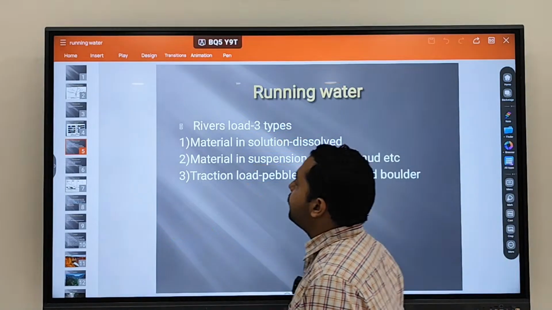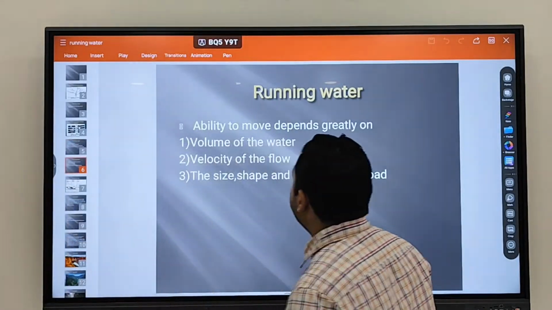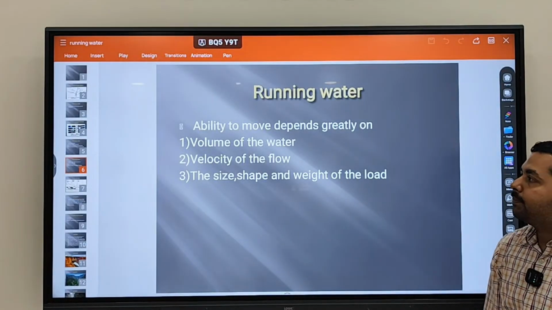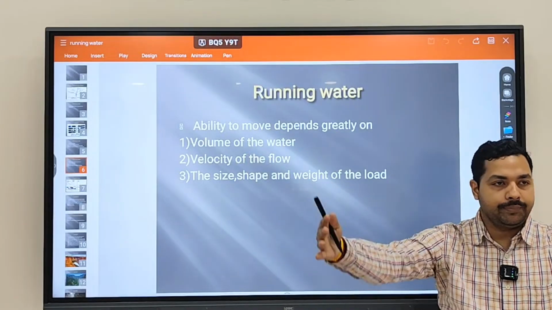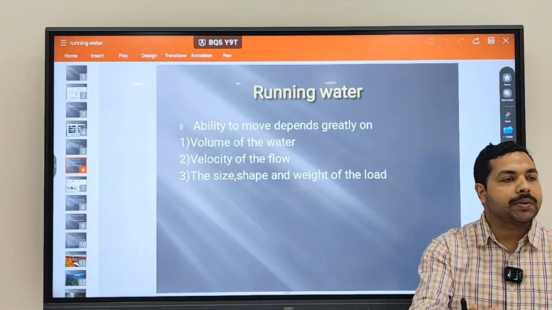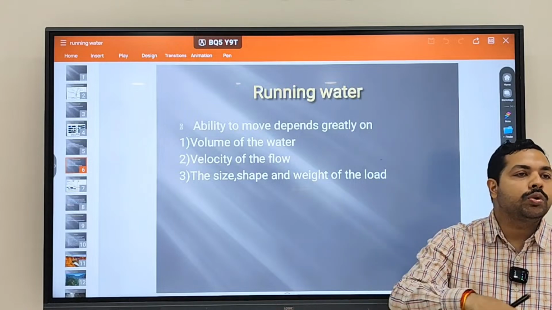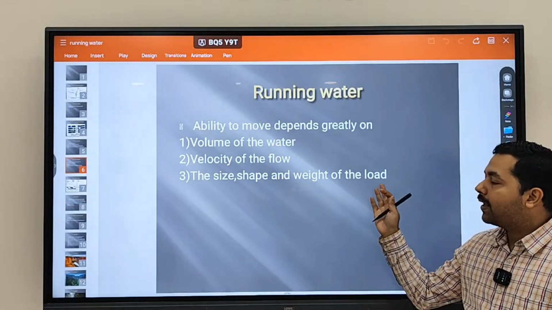Now, the next part that you see is what? As we discussed, what running water will carry depends upon what? It depends upon the volume of water. The more water there is, the more solution and the more suspension it can take. Velocity: when there is more velocity, we discussed, it can carry more boulders, bigger things. Or the size, shape, and weight of the load.